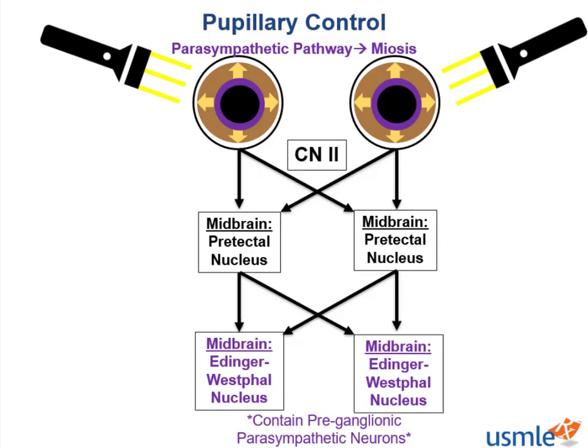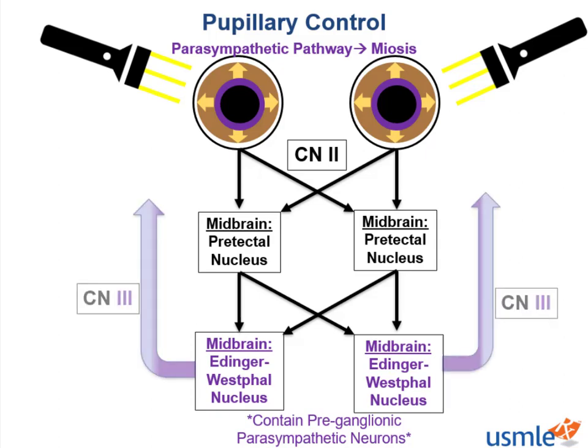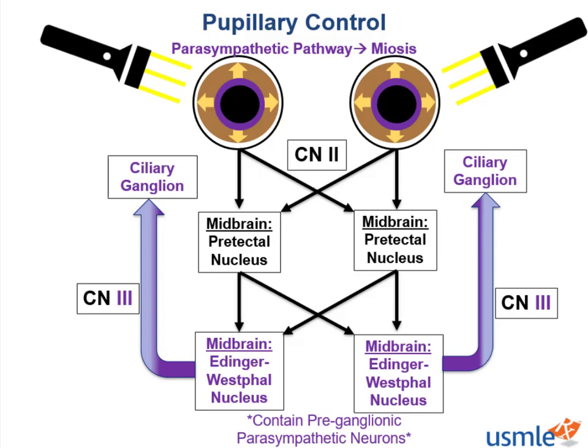another important crossover in this pathway. From the Edinger-Westphal nuclei, preganglionic parasympathetic fibers hitch a ride on bilateral cranial nerve 3, oculomotor nerve fibers, to the ciliary ganglia. Of note, cranial nerve 3 is only partially purple because it carries parasympathetic fibers, but it mainly contains motor fibers to control extraocular muscles.